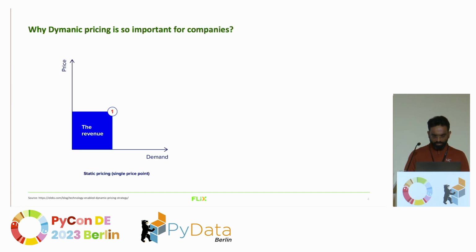So let's see in these graphs how it can be useful for companies. If you have just one price point, as you can see in this plot, your revenue is also fixed. The disadvantage of this approach is that there might be some people who could not afford this price, and then you could not sell your product to those people. And also, maybe there were some people who were willing to pay higher prices, but you couldn't get that extra benefit from them.